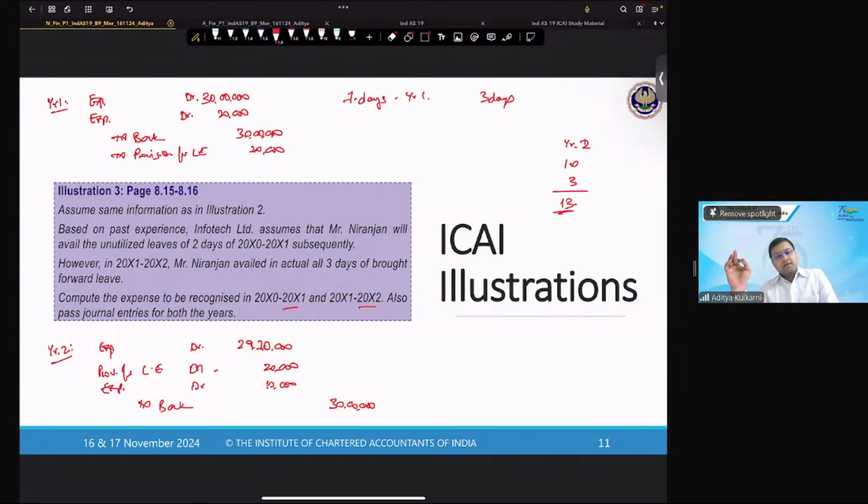Perfect. So what if that one more day he will take in third year? Is it like that? What I feel is that full 3 days I have to provide for in first year. Second year I will reverse to the extent of 2 if he takes 2 days. If it is 1 day he's taking in third year, I will reverse the provision there. Then it will be equal, no?